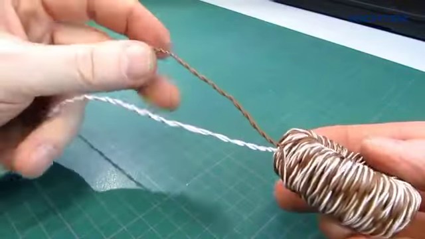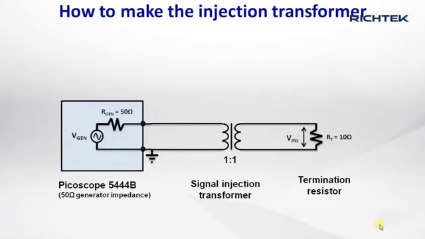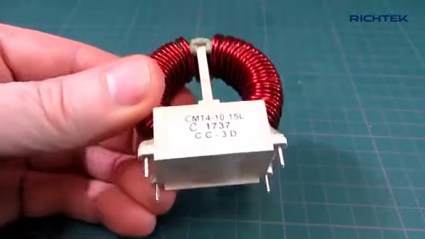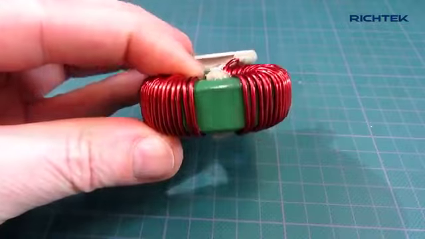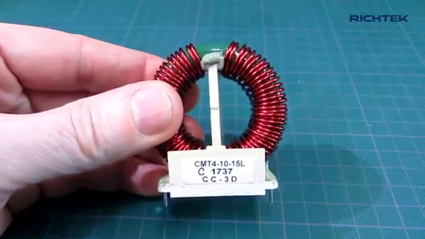Let me first show you how to make the signal injection transformer. To make a transformer that can achieve a flat response over a wide frequency range, you need to have a high primary inductance and very good winding coupling to minimize the leakage inductance. You can use the core of a high current common mode choke. In this case, I use the core of a Coilcraft CMT4 10 mH toroid common mode choke.